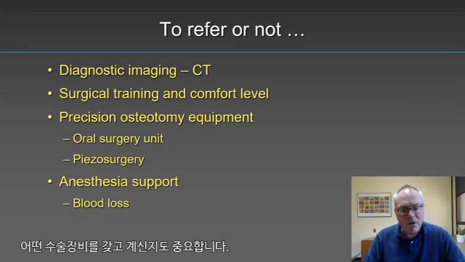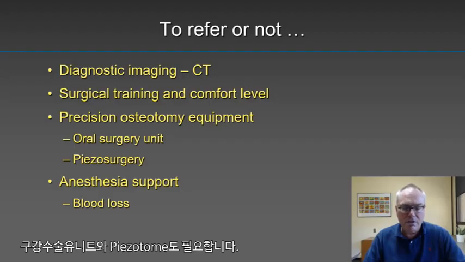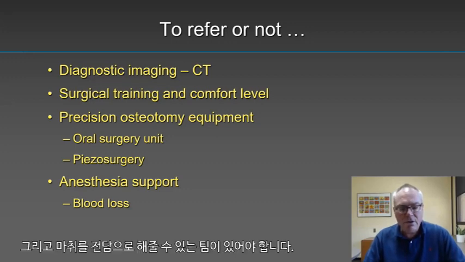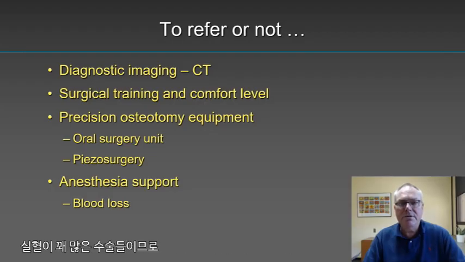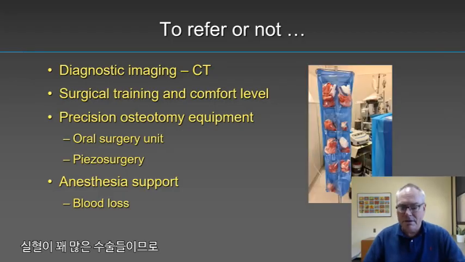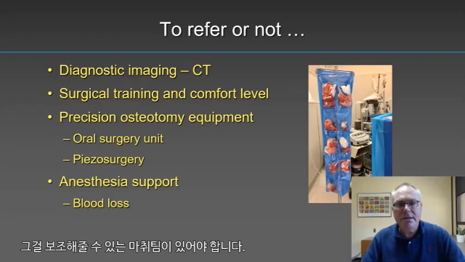And then also, it depends on what you have available in terms of equipment. So you really need an oral surgery unit and/or a piezosurgery unit if you want to do these precision osteotomies. And then you also need anesthesia support. These are team efforts in the sense that there will be blood loss. There can be considerable blood loss, and you need an anesthesia team that is able to handle that.